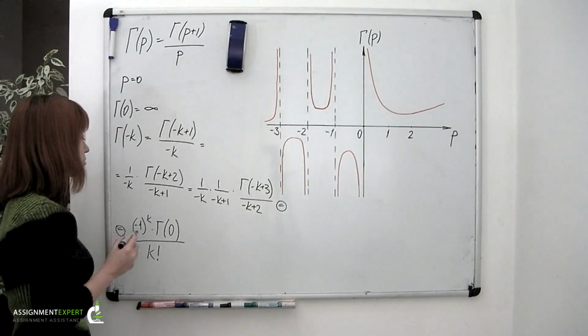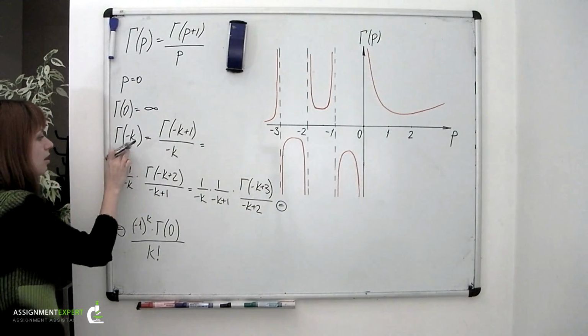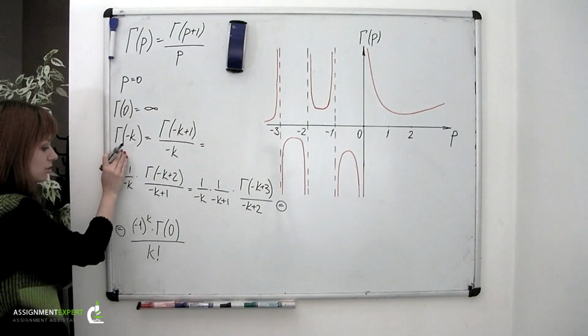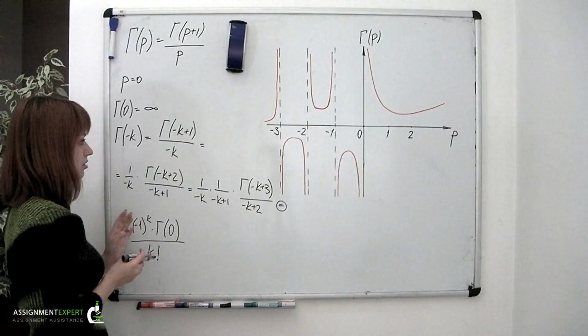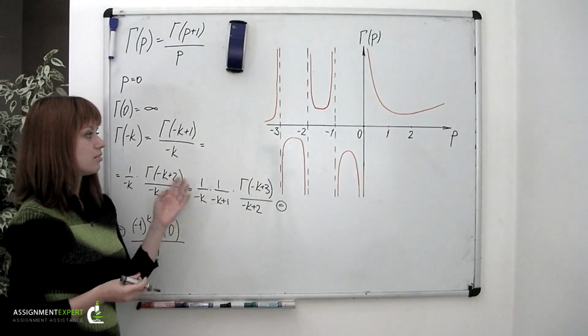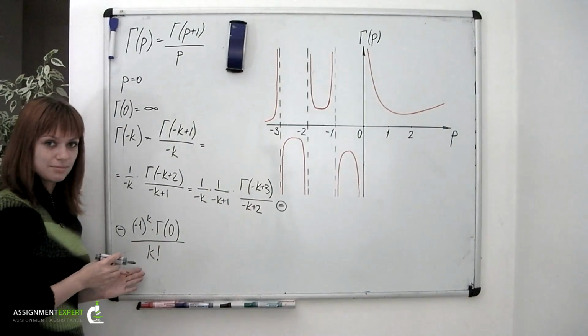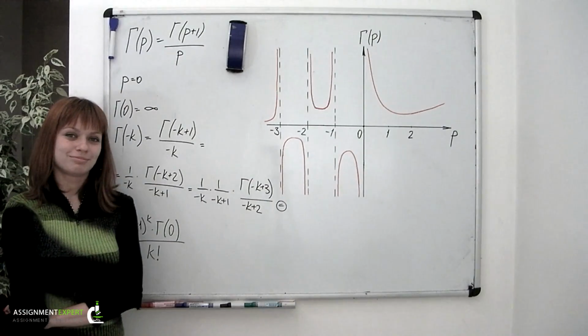But we've already shown that gamma of 0 equals infinity, and therefore for each negative integer argument of gamma function, we'll obtain positive or negative infinity. And there are no other singularity points of gamma function other than these. And that's how things with gamma functions go.